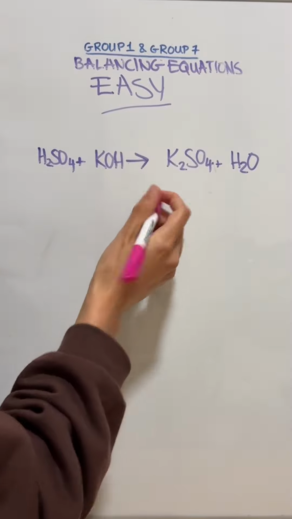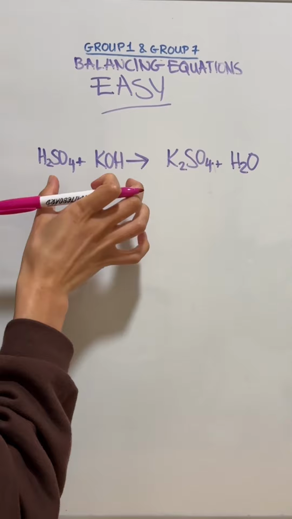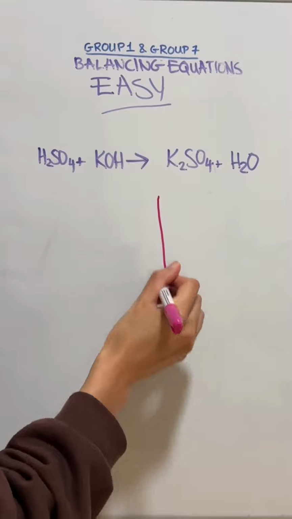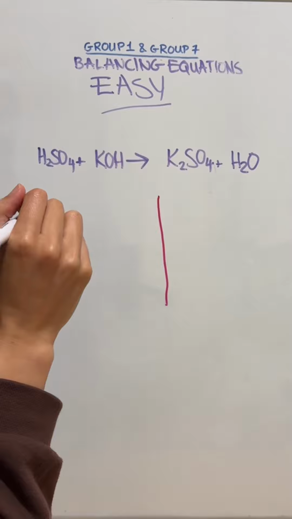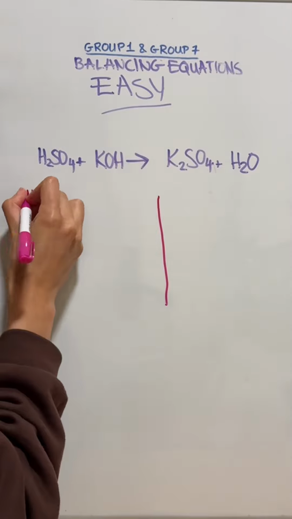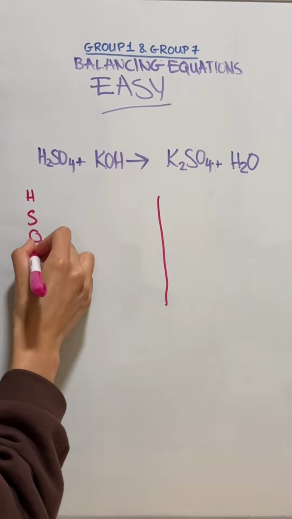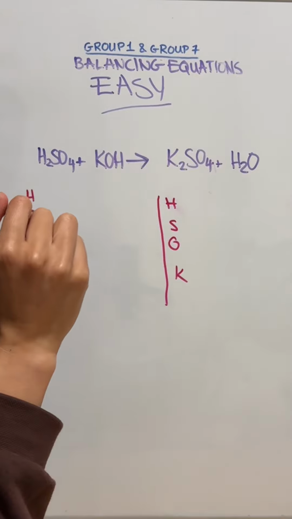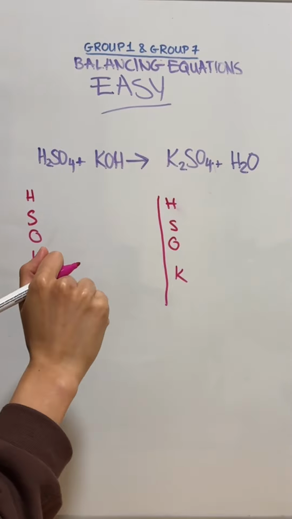So remember, everything on this side of the arrow, as in the reactants, must be the same number of atoms as your products as well for us to have a balanced equation, in order to comply with the law of the conservation of mass. Okay, so I have hydrogens, sulfur, oxygens, and a potassium here. I just like to write my elements on each side, my reactants and my products, and go ahead and count them up.